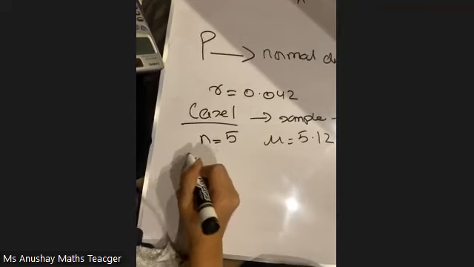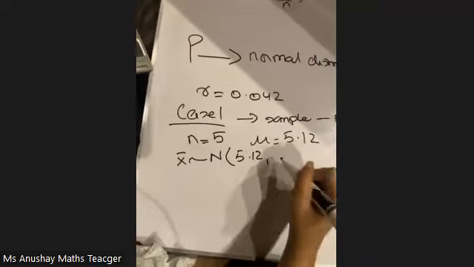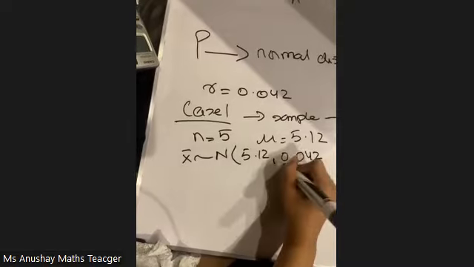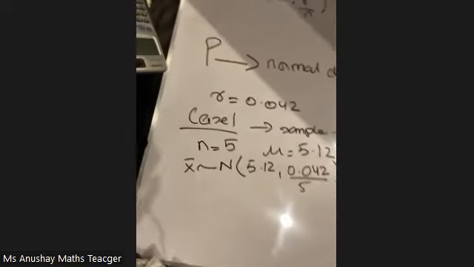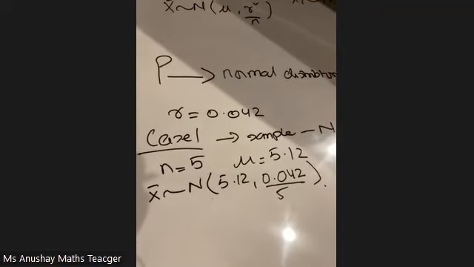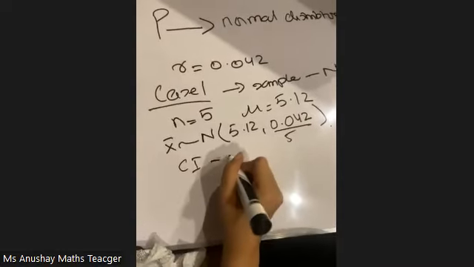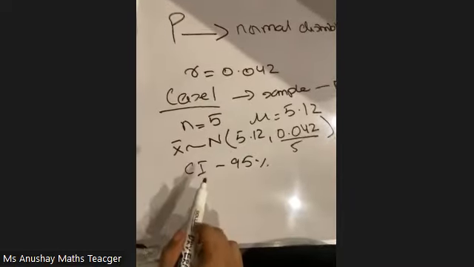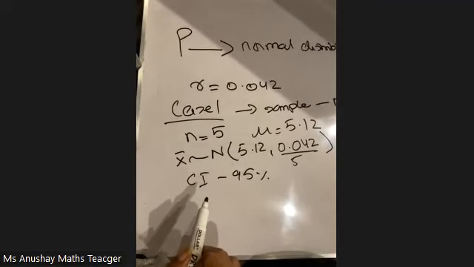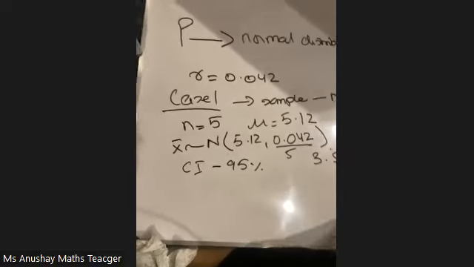So can we now make the distribution of x bar? Yeah, we can. We have 5.12, and over here we have 0.042 upon 5. All right. And the mean mass is this. Calculate a symmetric 95% confidence interval. We have to find the confidence interval, 95%, for the population mean mass of vitamin E per capsule. Give the values of the endpoints of the interval correct to three significant figures.